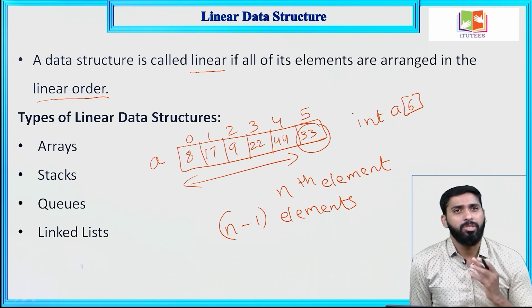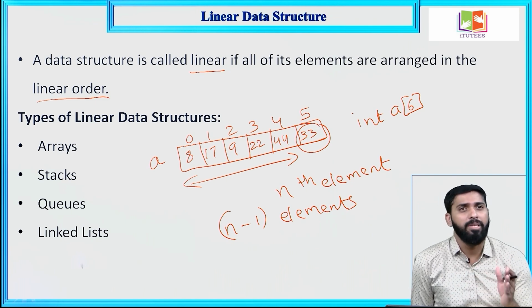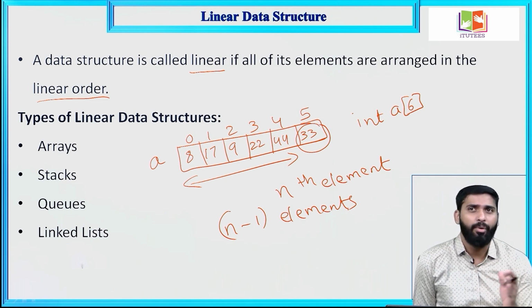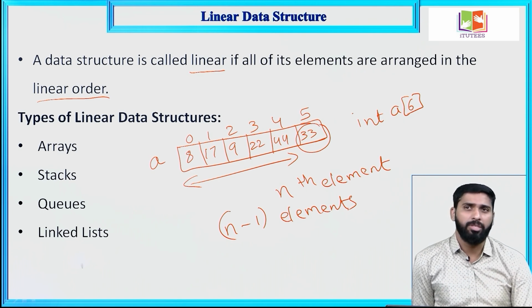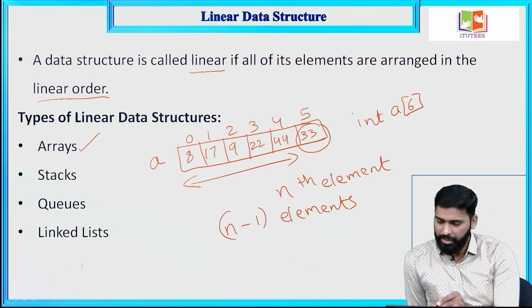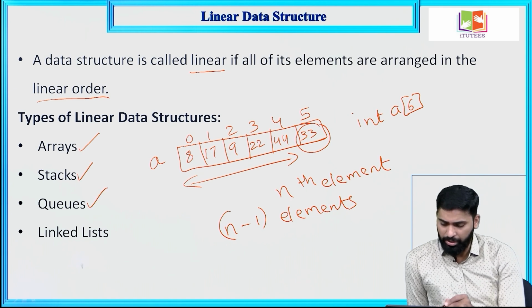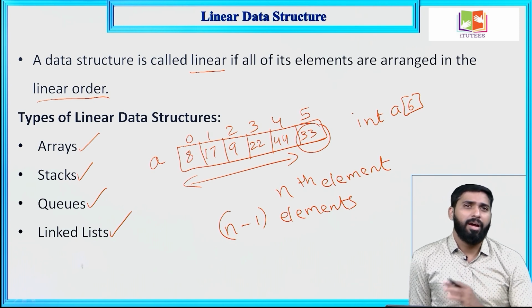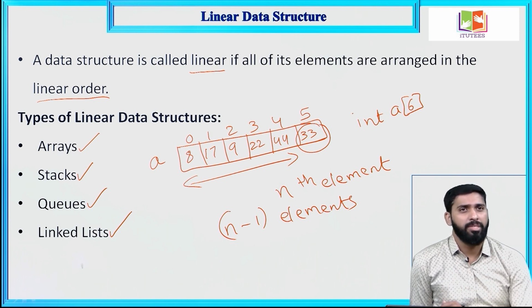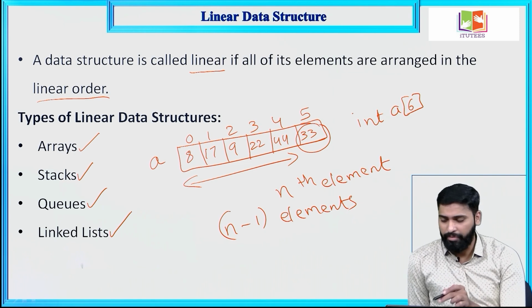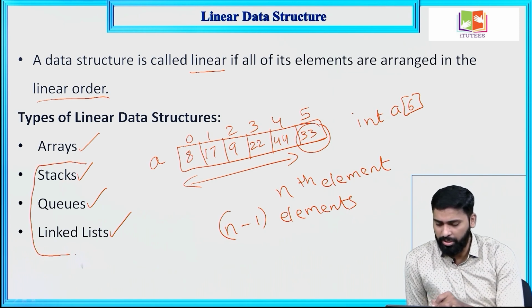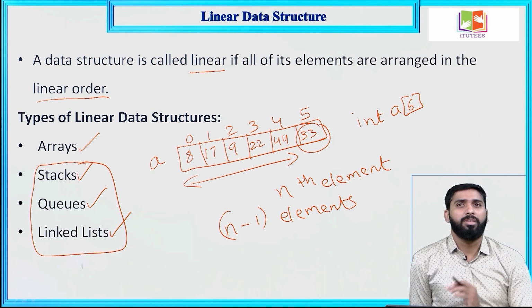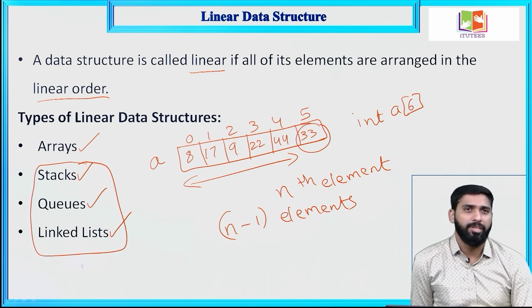The elements are stored in a linear fashion. The memory is allocated in a linear fashion. So types of linear data structures are arrays, stacks, queues, and linked lists. Okay. Now, I hope you all are learning about arrays in your first year in C language. Now, in data structures, we are going to start from stacks, queues, and linked lists. So these three we learn in the data structures course.